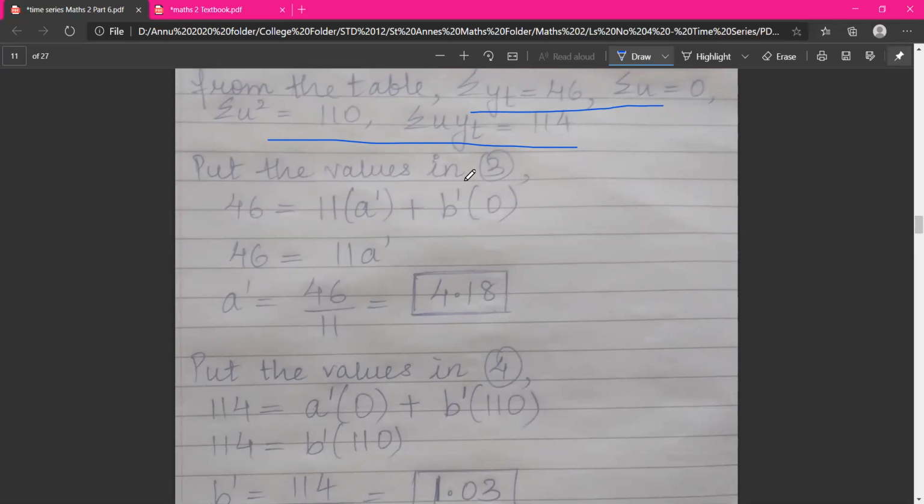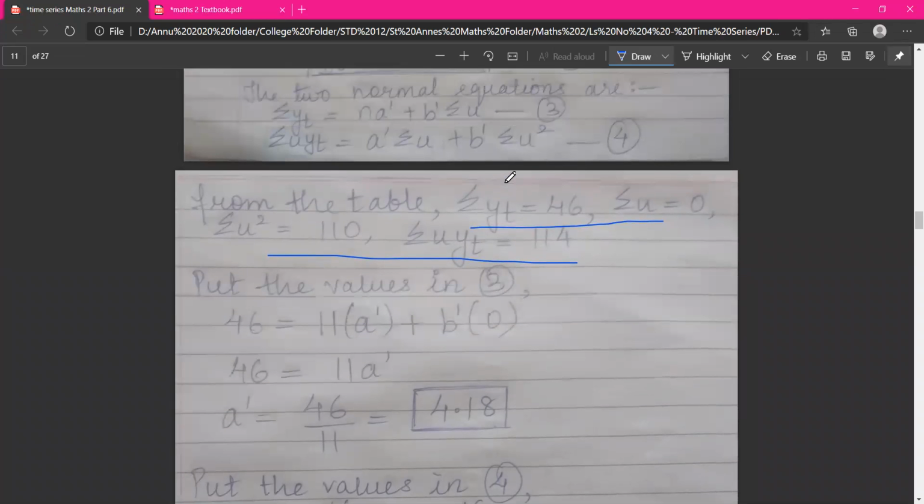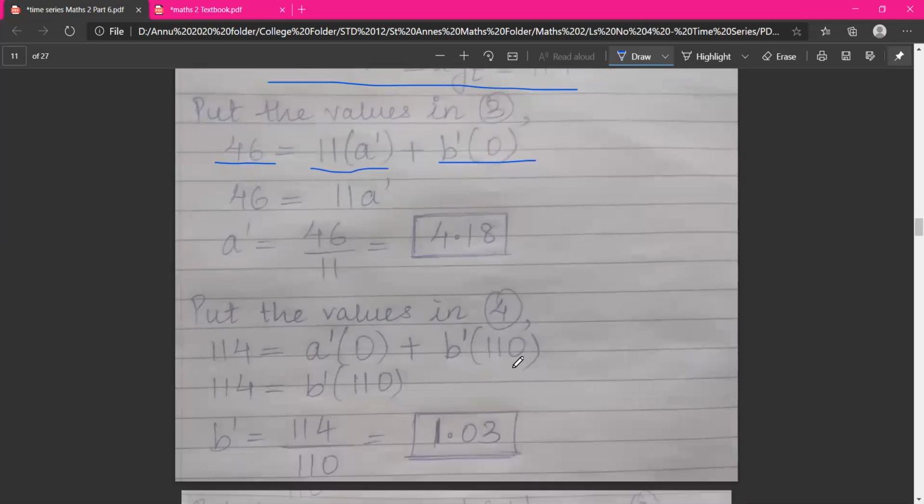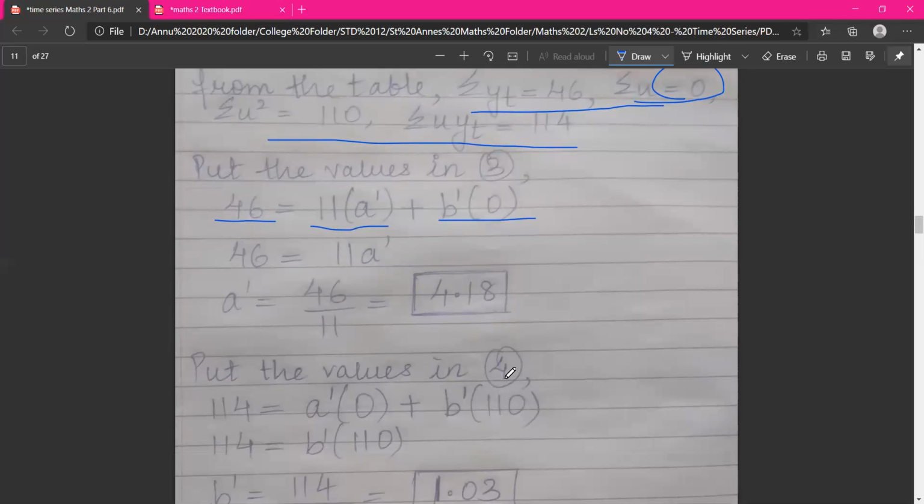तो सबसे पहले I'll put the values in equation number 3. So summation YT, जिसका total आया 46, is equal to N into A dash, where number of years was 11, A dash we are finding, plus B dash into summation U, whose total was 0. So अपने को A dash मिल जाएगा 46 by 11, which is 4.18. After the decimal, class, you can go up to 2 decimals. That is okay.